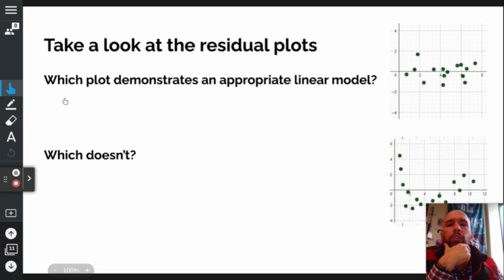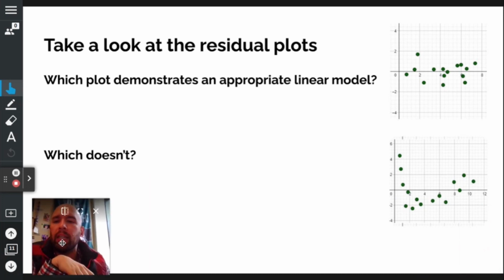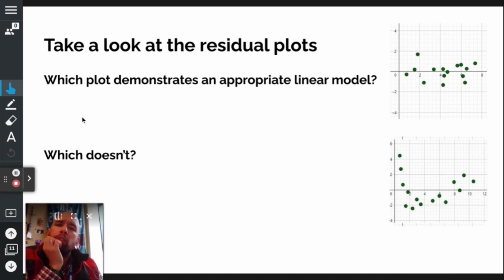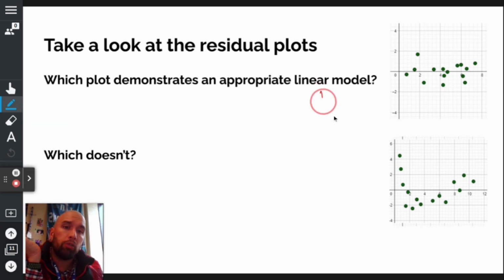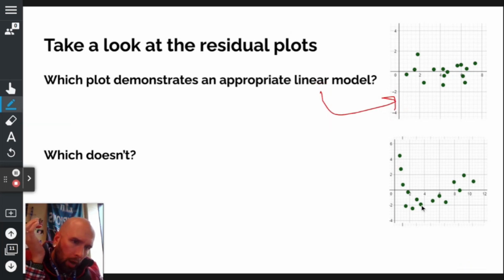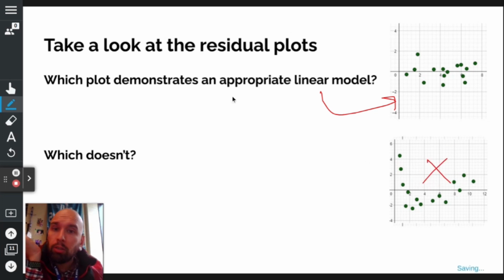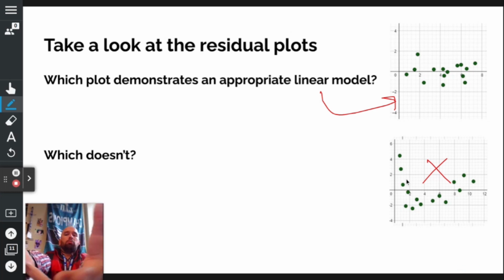Take a look at the residual plots. Which plot demonstrates an appropriate linear model? Well, what we said at the very beginning is if there appears to be no obvious pattern along this line, that would make it a linear model. So you're a linear model. Well, what about you? You look to have this quadratic-looking behavior, which means you're not. So you're linear, you're not. The end.